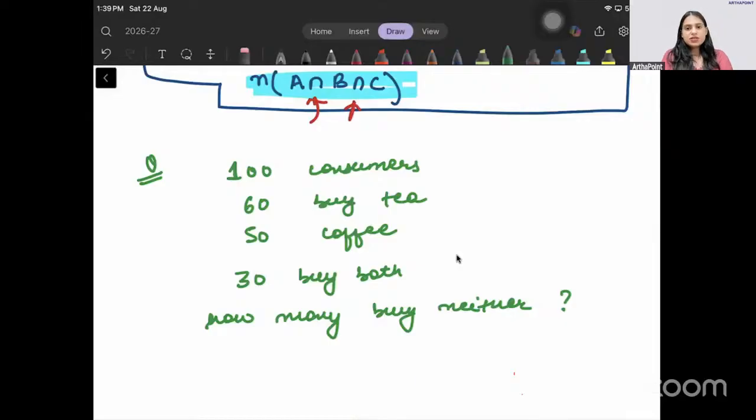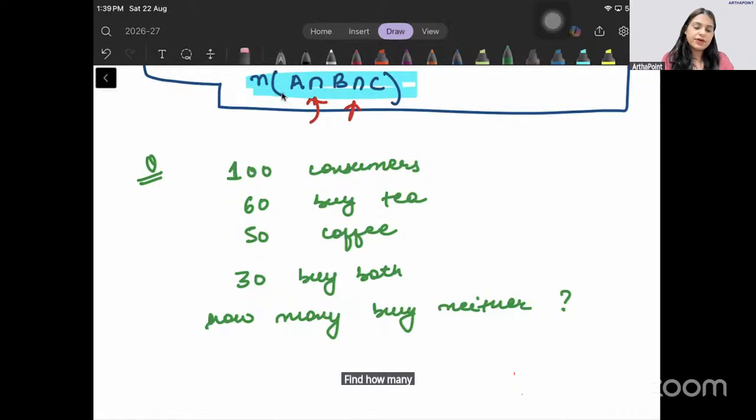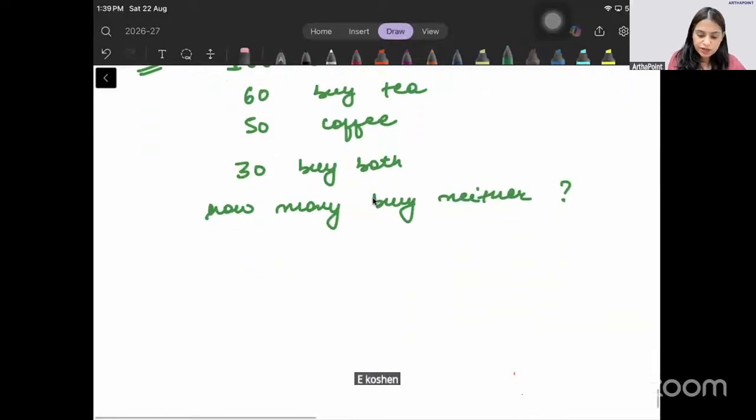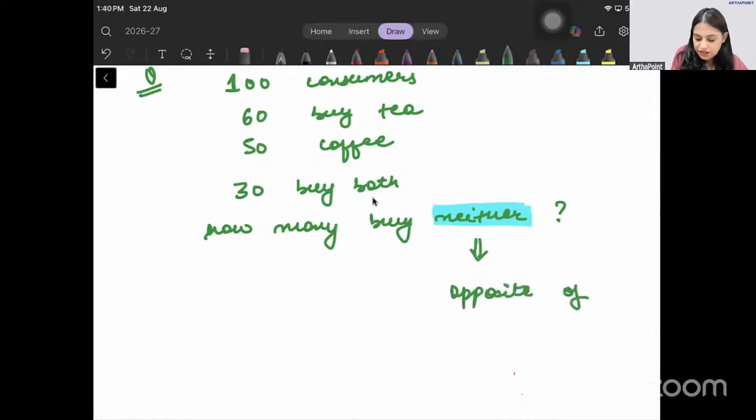There are total 100 consumers. 60 are buying tea, 50 are buying coffee, and 30 are buying both tea and coffee. Find how many are buying neither. तो ये क्वेश्चन कैसे होंगे? So try to think about it. Try to understand that neither is the opposite of either.